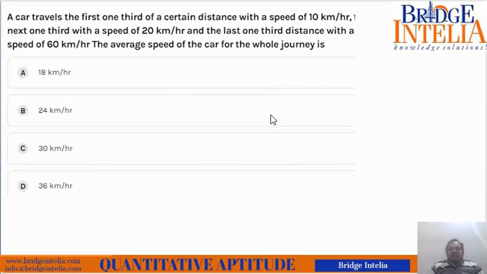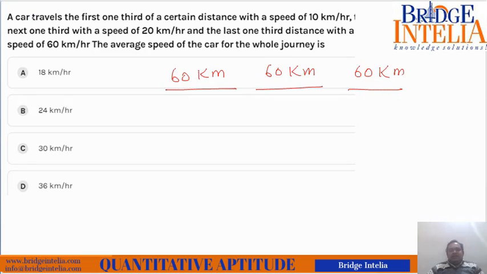A car travels the first 1/3 of a certain distance with a speed of 10 kilometers per hour, next 1/3 with a speed of 20 kilometers per hour, and last 1/3 with a speed of 60 kilometers per hour. The average speed of the car for the whole journey is equal to what? So choose some convenient figure as distance. Since the speeds are 10, 20 and 60, choose the LCM. LCM is 60. So 1/3, 1/3, 1/3. So choose the total distance as 180 kilometers. So 60 kilometers, 60 kilometers and 60 kilometers.